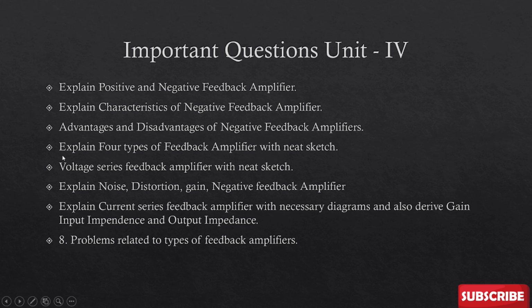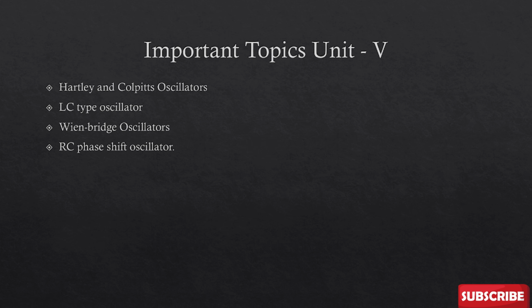Okay. If the question is asked as what are the four types of feedback amplifier, they might ask that for 1 mark. And if they ask for a long answer, explain the four types of feedback amplifier with a neat sketch. Advantages and disadvantages, they might not ask, but explaining characteristics of negative feedback might be certain in your exam. Here I have given the problems related to types of feedback amplifiers. Again, I am highlighting that: feedback amplifiers.